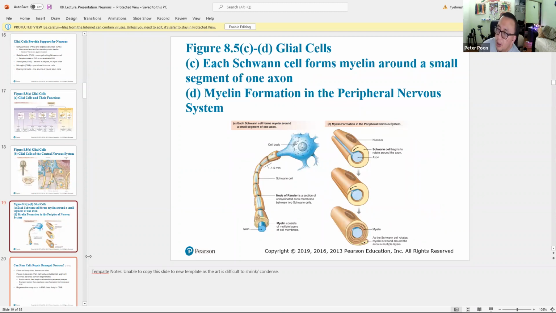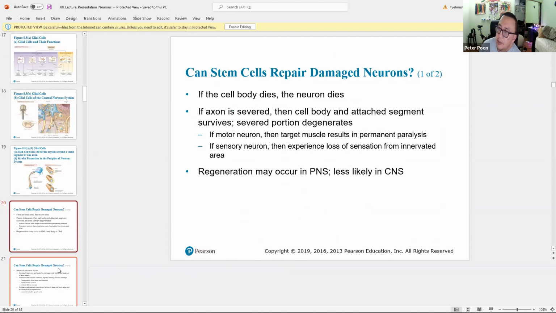Please understand how myelin works. We explained that to you in anatomy as well. If you don't remember, go back, and if you still don't remember, then ask me in class, because we need to move forward. So, stem cells.